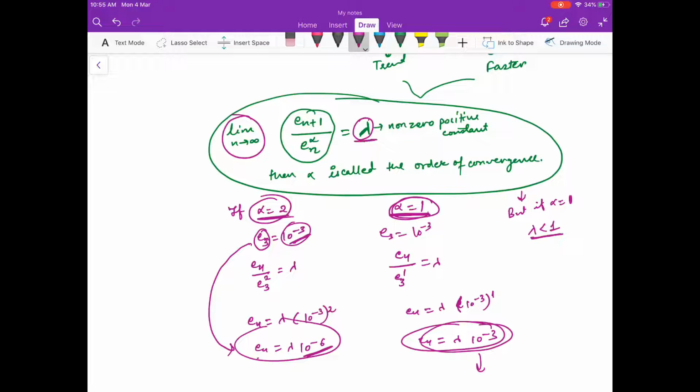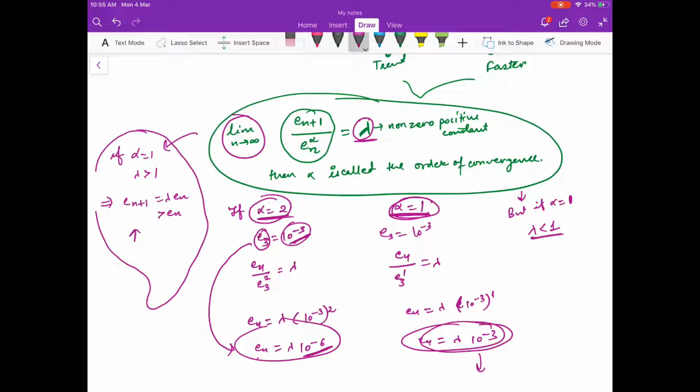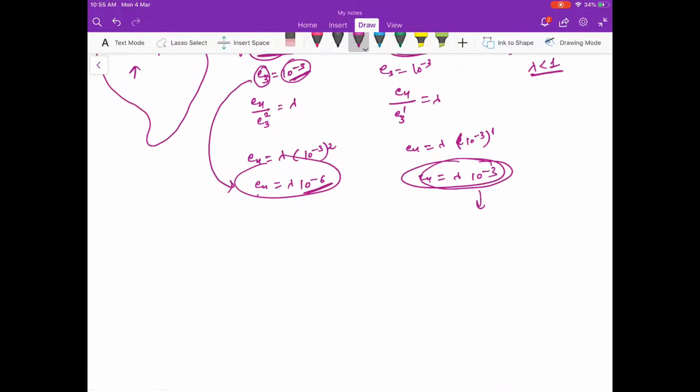Because if lambda is greater than 1, and alpha is equal to 1, it means that E_{n+1} is equal to lambda into E_n. This is greater than E_n. So you have an increasing sequence, so convergence cannot happen. So let me write down the definition again.